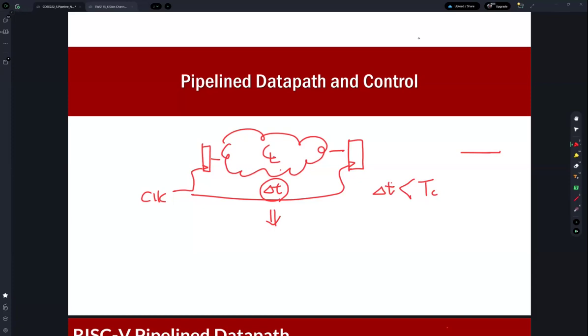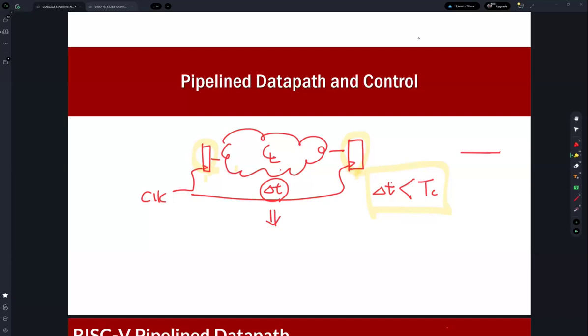So you can find the D flip-flop and then the D flip-flop here. The D flip-flop is located at the start point of the combinational logic and then at the end point of the combinational logic. This D flip-flop provides the input data to the combinational logic, and this D flip-flop receives the result from the combinational logic. And then TC is to be greater than the delay.